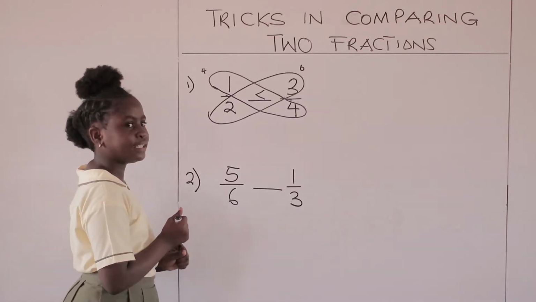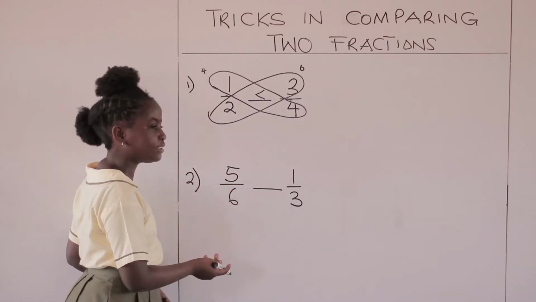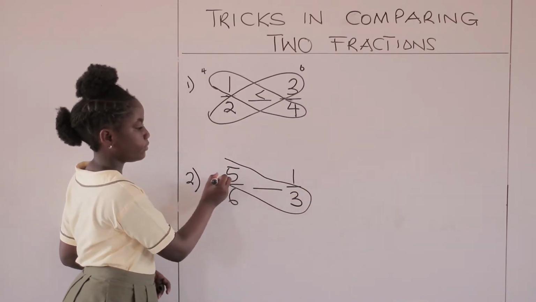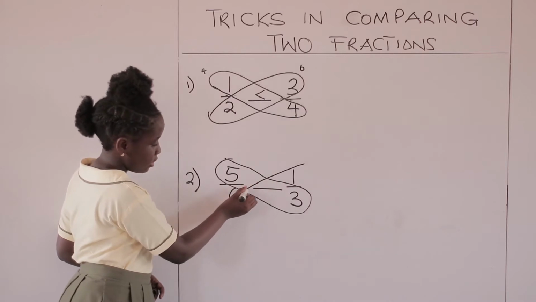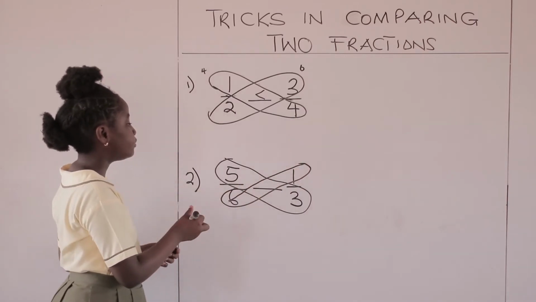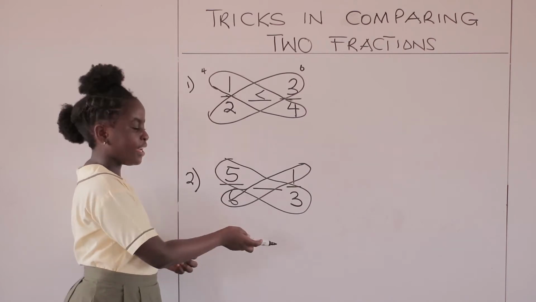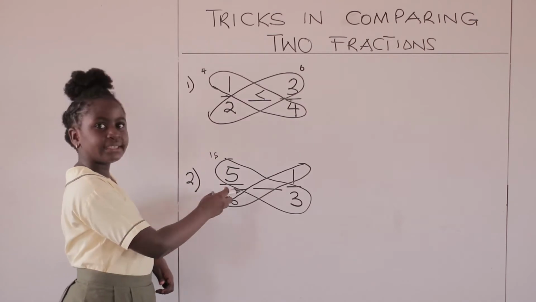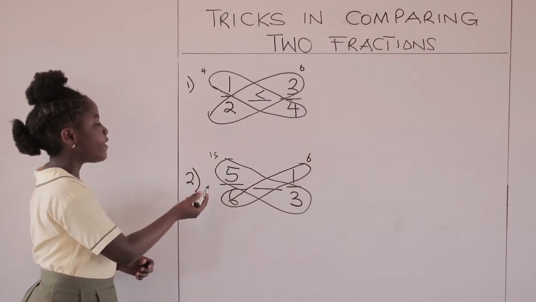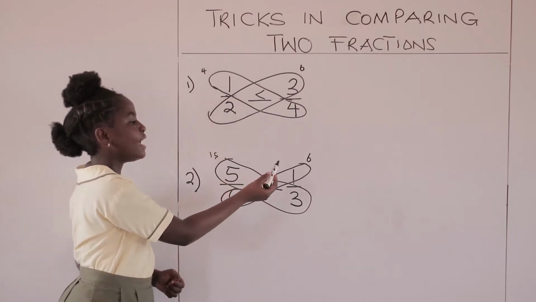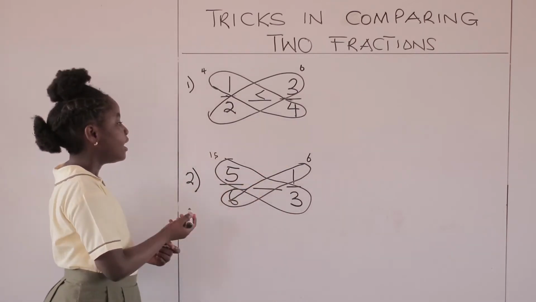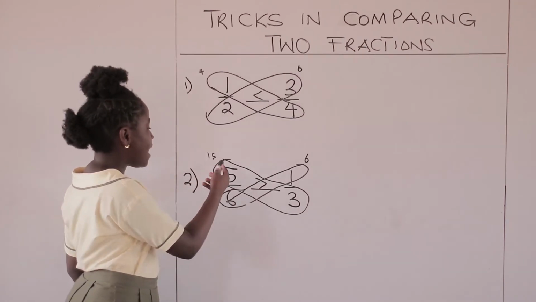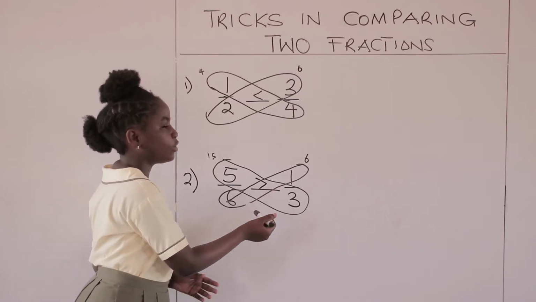Let's try the next example. We have 5 out of 6 and 1 out of 3. Now we pair 5 and 3 and pair 1 and 6. Then multiply. 5 times 3 is 15. And 6 times 1 is 6. 15 is representing this fraction, and 6 is representing this fraction. Which one is bigger? 15 is bigger. So 5 out of 6 is greater than 1 out of 3.